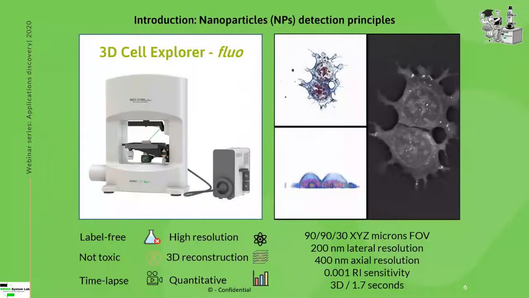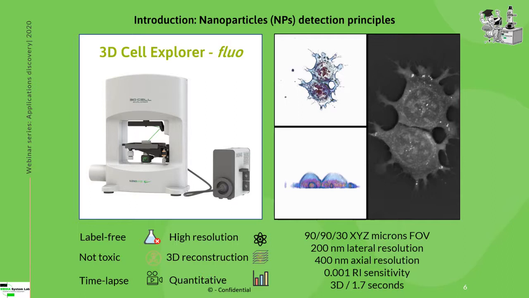So let's speak in general about this kind of instrument. Those are instruments that are very compact, that you can use on a bench. They don't even need an anti-vibration table. The one that we are going to focus on is the 3D Cell Explorer Fluo. The main feature is that those microscopes are label-free, but they can also use fluorescence to correlate. The main core technique doesn't need any fluorescence marker. They are not toxic because the laser that they are using is really low power.